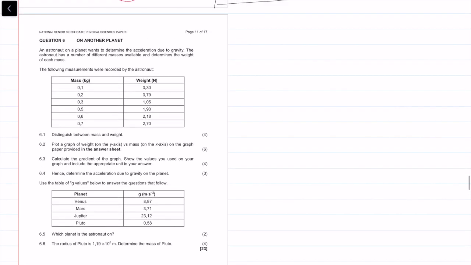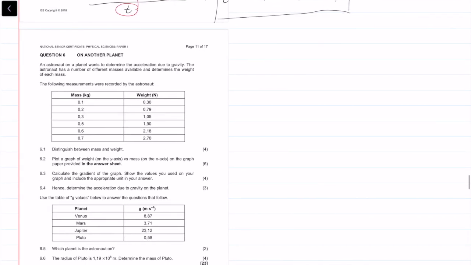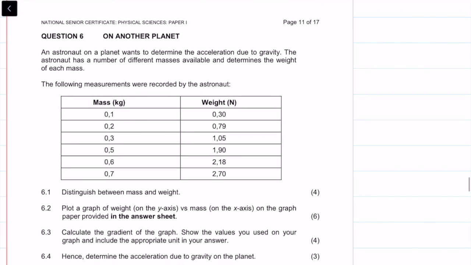We are going over question 6, which has to do with gravitational fields of the 2018 supplementary exam. Oh no, actually it's a 2018 final exam. Okay, cool stuff. Let's read the question. An astronaut on a planet wants to determine the acceleration due to gravity. The astronaut has a number of different masses available and determines the weight of each mass.